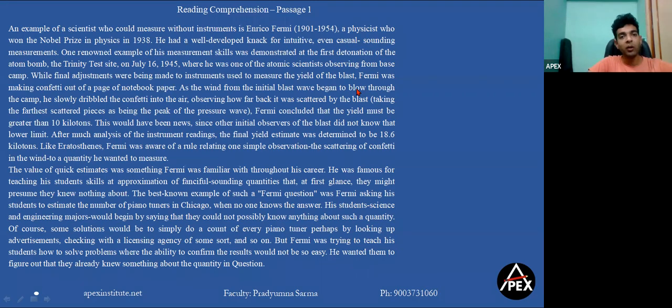One renowned example of his measurement skill was demonstrated at the first detonation of the atom bomb, the Trinity test site on July 16, 1945, where he was one of the atomic scientists observing from base camp. While final adjustments were being made to the instruments used to measure the yield of the blast, Fermi was making confetti out of a page of notebook paper. As the wind from the initial blast wave began to blow through the camp, he slowly dribbled the confetti into the air, observing how far back it was scattered by the blast.